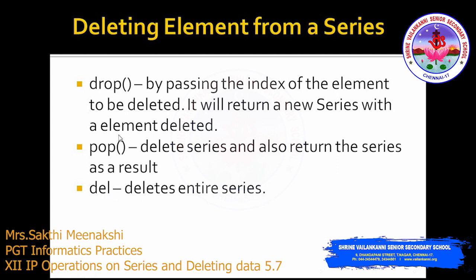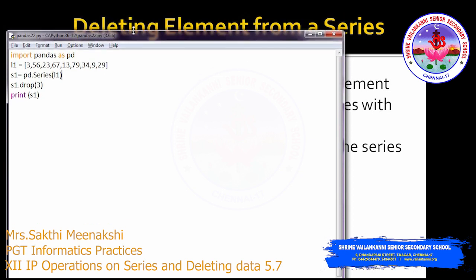So let's see the difference between drop and pop in detail. Okay, this is my program. The first one is the pandas module, then I'm creating a list, and I'm creating a series. The next one, what I'm using, is s1.drop(3). My purpose is to drop the index 3. So what is the index 3? 0, 1, 2, 3. So 67 should be deleted now.